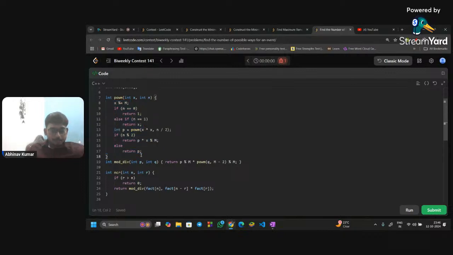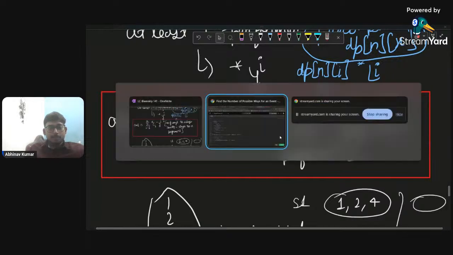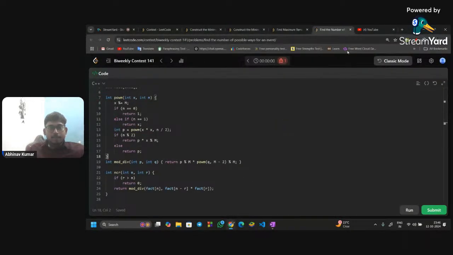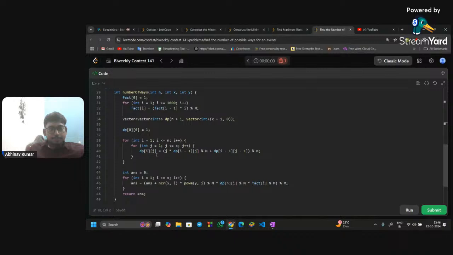Is there any more doubt in this? So dp[n][i] gives 0 when n is less than i. When n is less than i, yes, dp[n][i] would give you 0. Those things would already be computed here in the transitions. That also you can write in the base case, or it would be covered in the transition only. Okay, is there any more doubt in this?